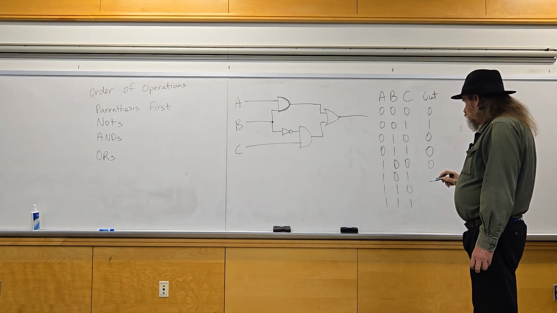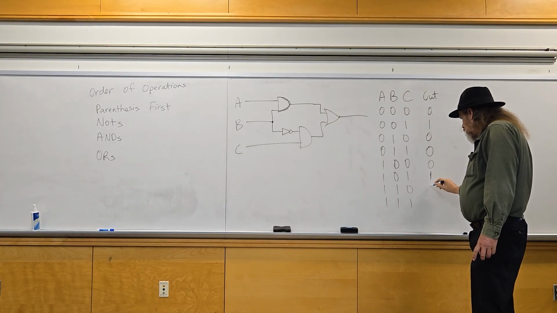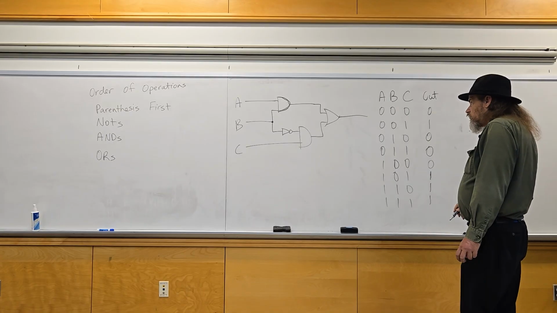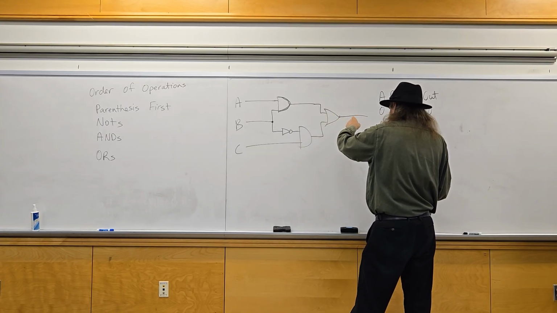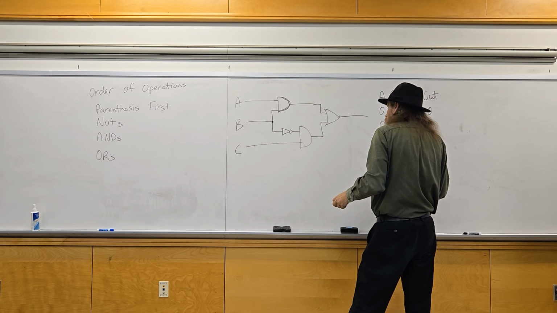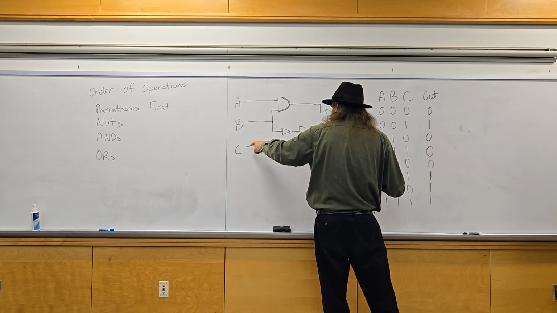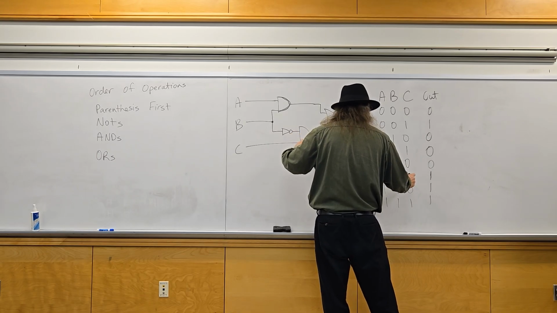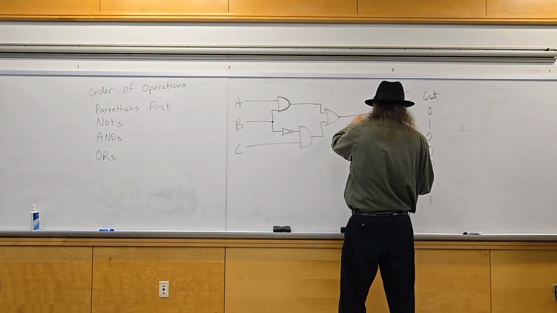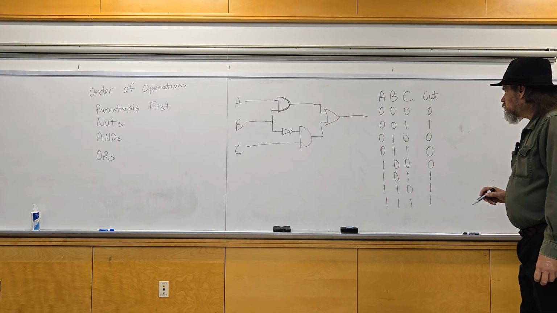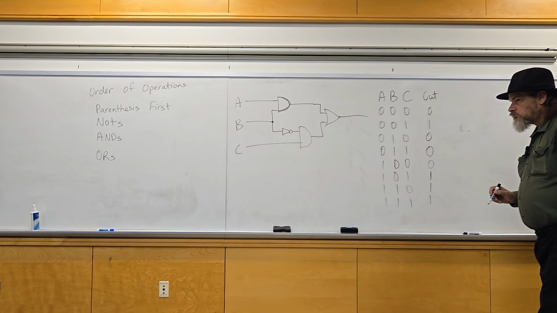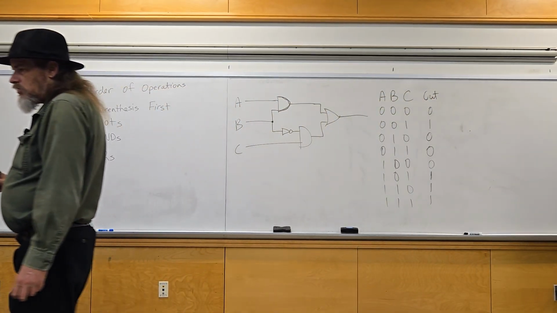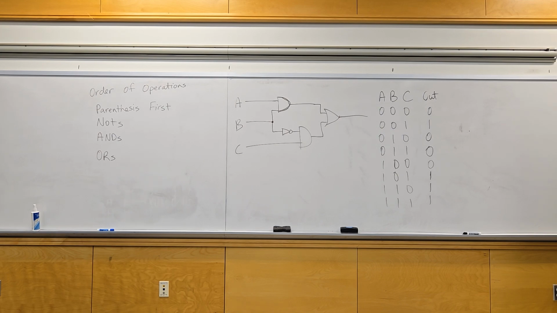And likewise, you'll find that the last 3 are 1s, because A is 1, B is 1, that leads to a 1 to the OR gate, and B is 0, and a 1 to the AND gate, with a 1 from the C would lead to a 1 to the OR gate, etc. So that's where you would get the state table.